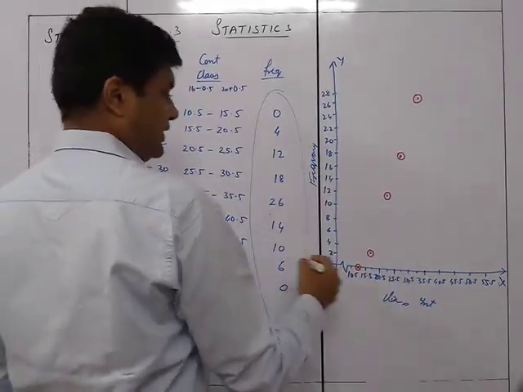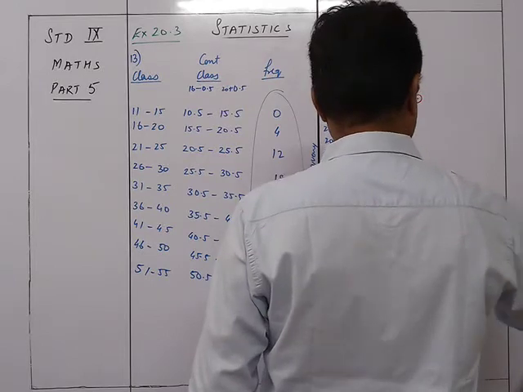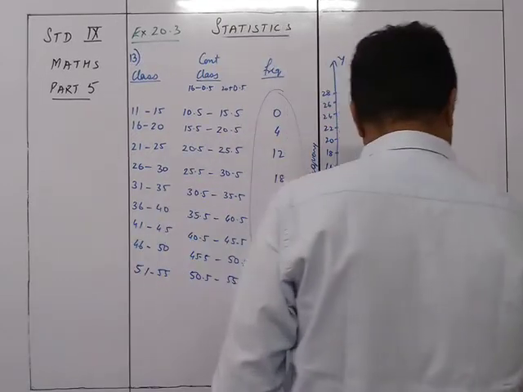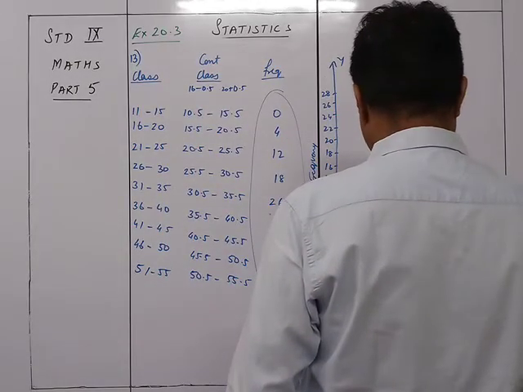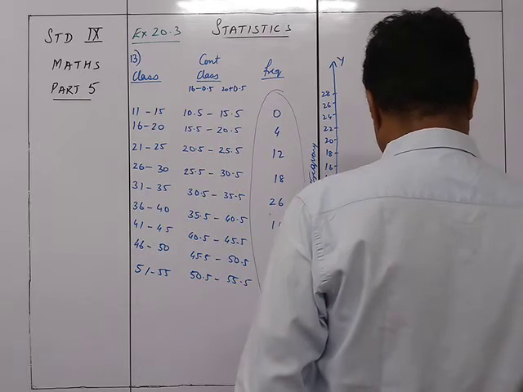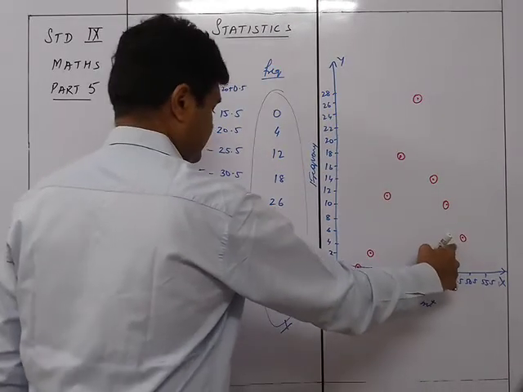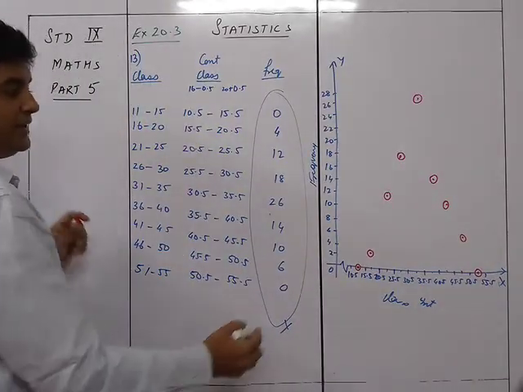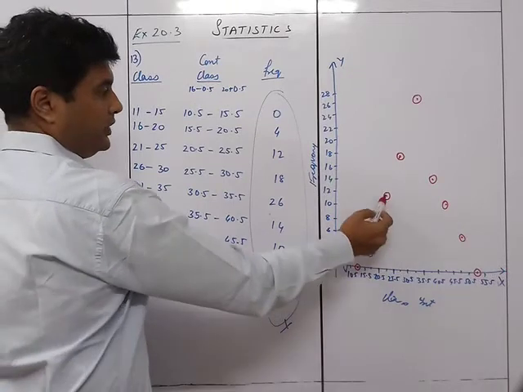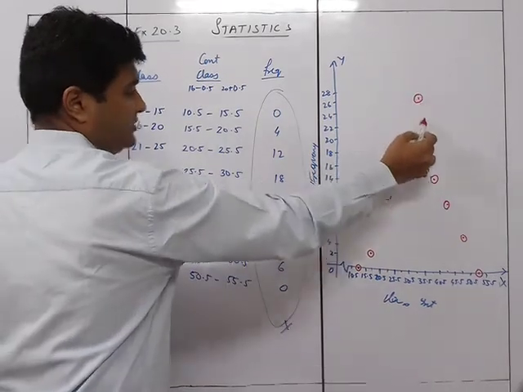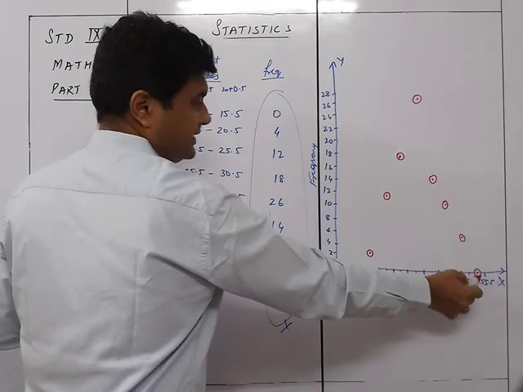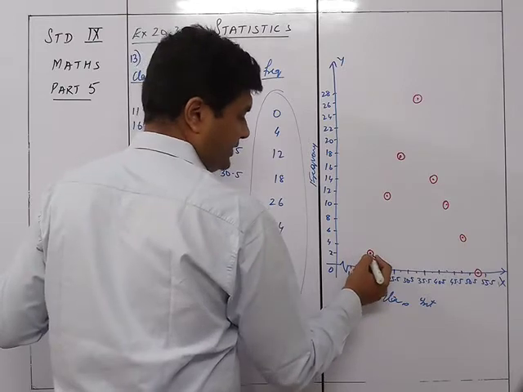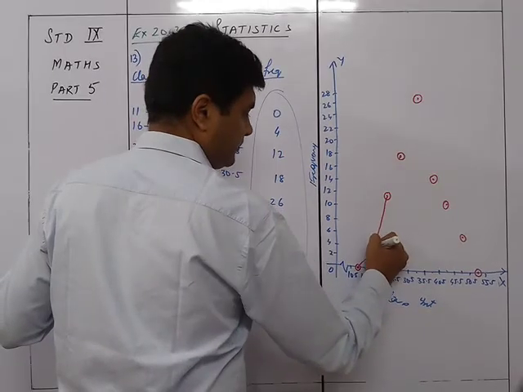Then it is 14, so next point is 14. Got it? Then it is 10, so this one is going to be 10. Then 6, and then 0. So this one will be 0. So these are the required points. This is 0, then 4, then 12, then 18, then 26, 14, 10, 6 and 0 for the midpoints of these class intervals. So you need to join them by a scale.